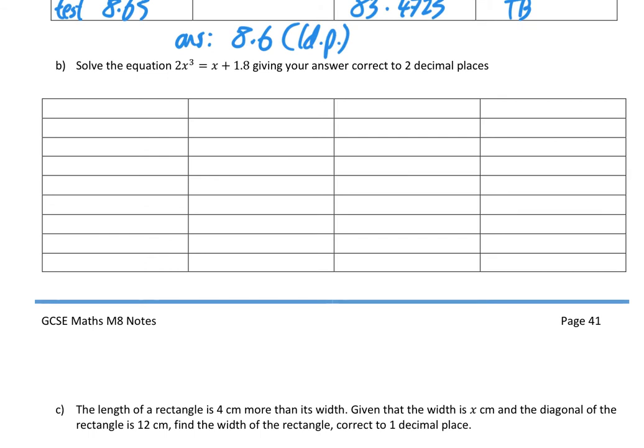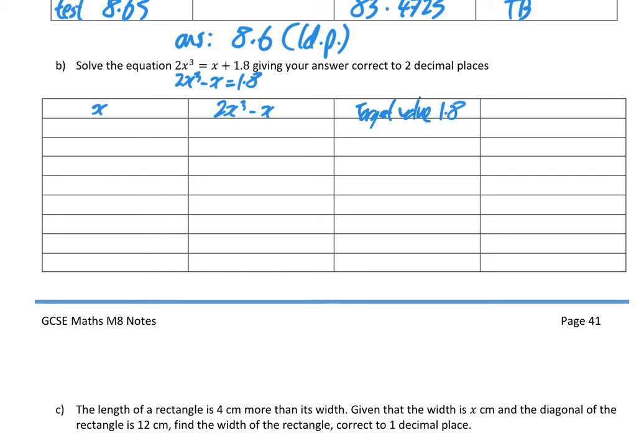Next question says, solve the equation 2x cubed is equal to x plus 1.8. I would rearrange this first of all, and I'd write that as 2x cubed minus x is equal to 1.8. So that gives me a target. I've got my x, and I've got my 2x cubed minus x, and then we're going to have our target value. And our target value this time is 1.8.